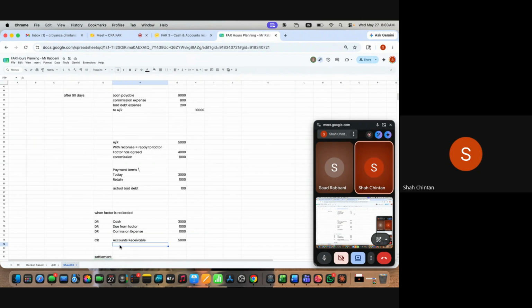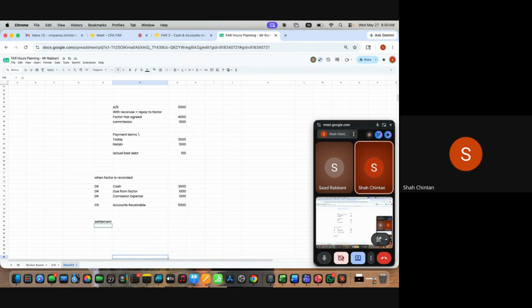Perfect. Now on the settlement, what will be the entry? You are to receive 1000 from the factor, however there is an actual bad debt of 100, so you will have to compensate him for it. So how much money are you actually receiving now from the factor? So $900 you are actually receiving from the factor. What is your bad debt expense loss? This is your $100, which is the actual bad debt. How much was due from the factor? It was $1000. So this is credited.